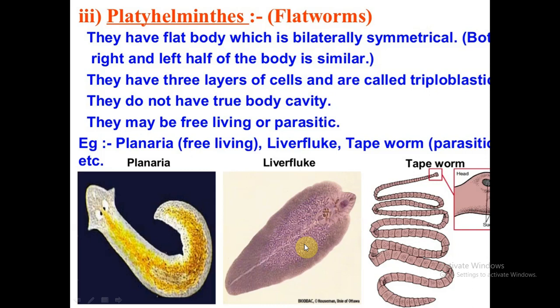What is a true and false coelom? A true coelom is one that is formed from the middle body layer, that is from the mesoderm. But if the coelom is developing from any other layer, then it is called a false coelom.